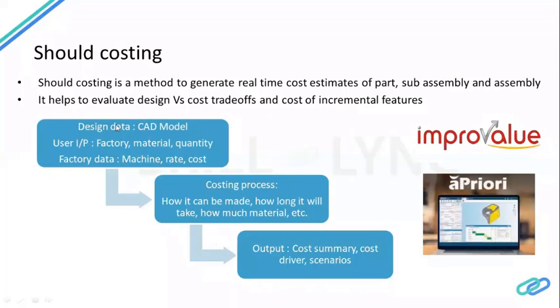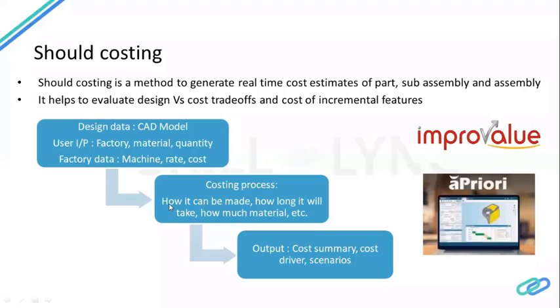On the broad level, there are three steps in should costing. The first is the input stage, where you give the CAD model to the software. For should costing, we have different software available, for example from aPriori and from Impro Value. In these you can give the CAD model, the factory of manufacture, the material of the part, the quantity, the machine rate, the labor rate, and all the other inputs. Then the should costing software does all the processing, the costing process.